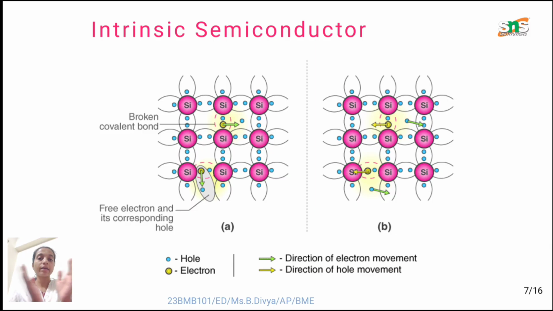Holes and electrons get attracted to each other, and then a covalent bond forms. The blue color indication shows the holes and the yellow color indication shows the electrons. The green color arrow mark directs the electron movement, and the yellow color direction shows the hole movement, how the holes move to the next covalent bond, and how the electrons move towards the holes.